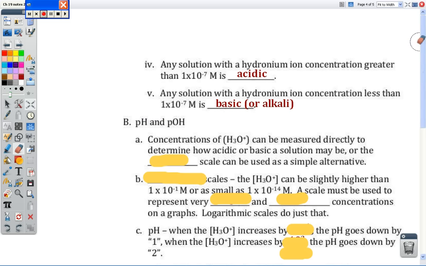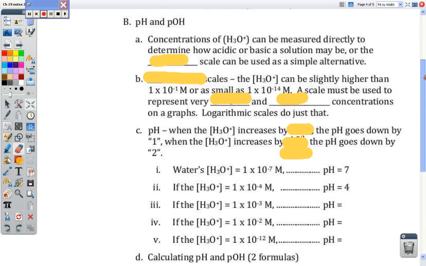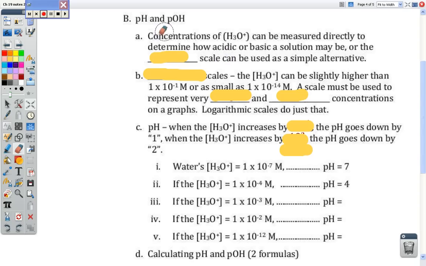Okay, the fourth and final installment of this lecture, we're going to talk about pH and pOH. Concentrations of hydronium ion can be measured directly to determine how acidic or basic a solution may be. Or, the real quick way of doing it is looking at the pH scale. It is used as a simple alternative, and it is actually a shorter way of demonstrating how acidic or how basic a solution is. And this is based on a logarithmic scale.